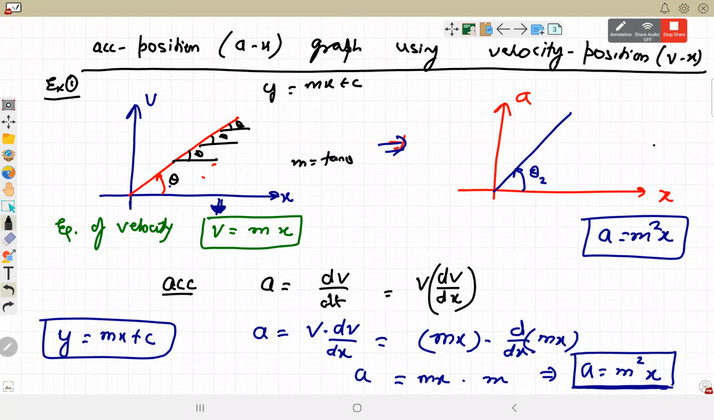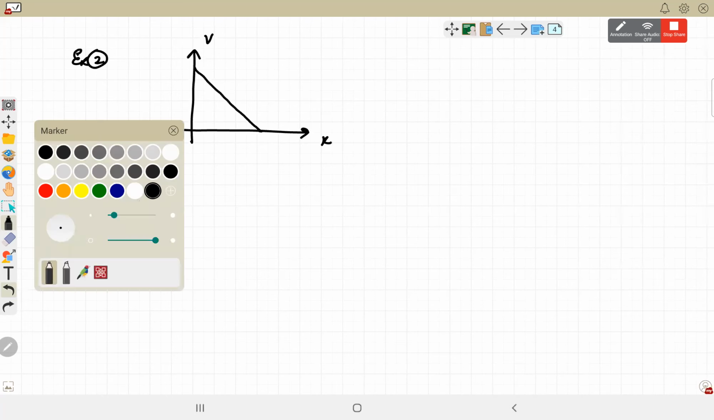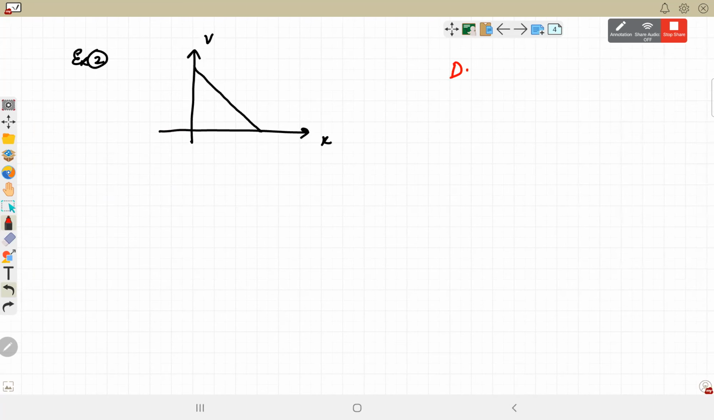Okay. If it's clear, then the second question that I'm doing, this is a JEE question. V versus X graph is as shown. Draw the corresponding, this is in the DPP also, by the way, but just draw the corresponding AX graph. So we'll do it together, don't worry. First, we have to draw the corresponding A versus X graph. What will be the equation? It is again a straight line, so y is equal to mx plus c.